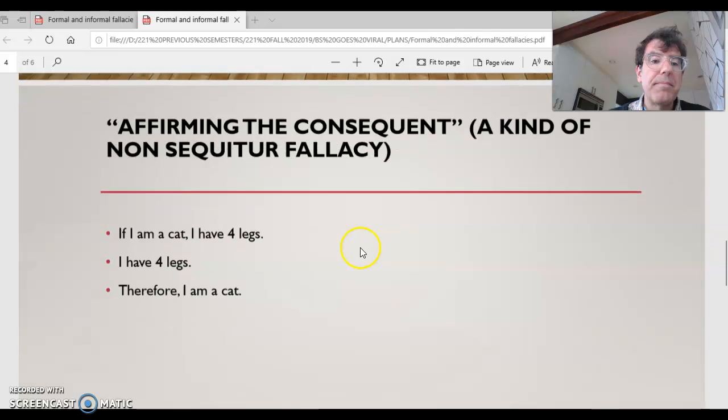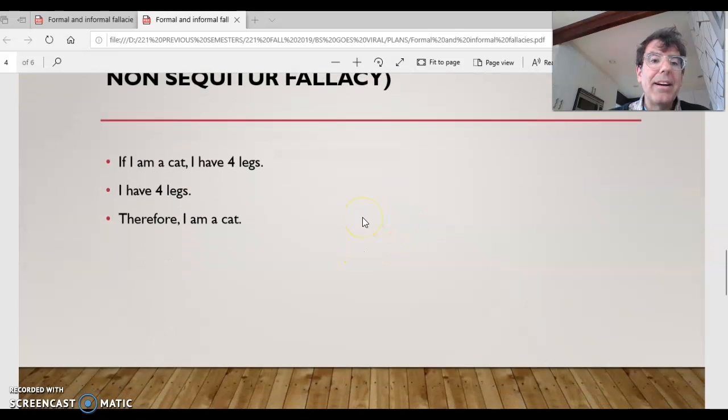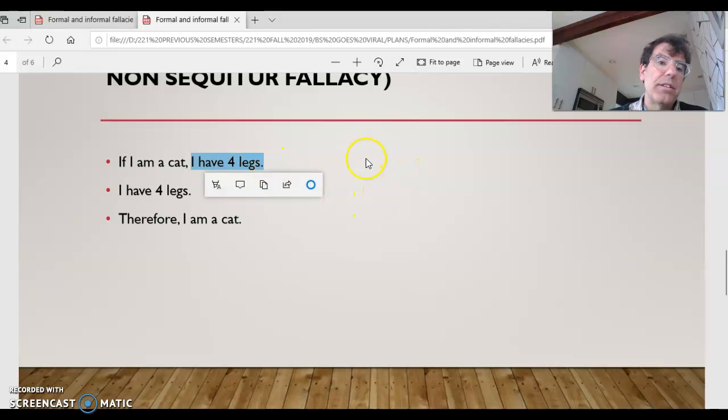Let's look at examples. If I am a cat, I have 4 legs. I have 4 legs, therefore I am a cat. I have 4 legs is the consequent in this if-then statement here, and it's affirmed in the second line. And you can tell that the claim, I am a cat, is illogical, because having 4 legs doesn't make you a cat. But again, because this is a formal fallacy, you can tell it's a fallacy without knowing anything about cats, just because of the form it takes.